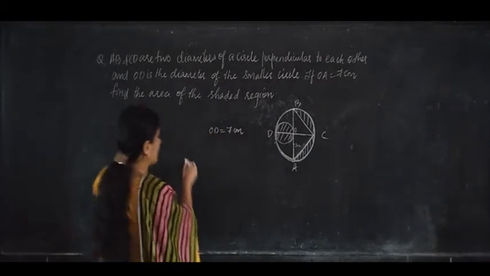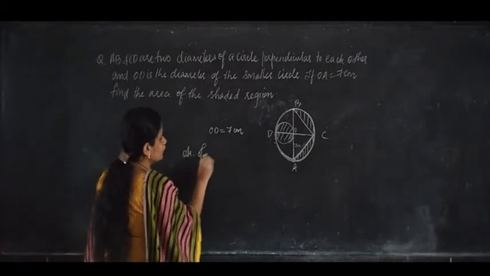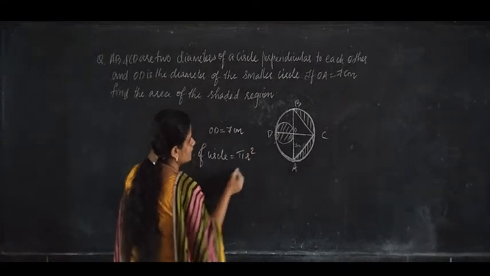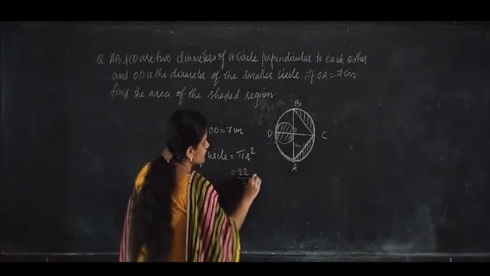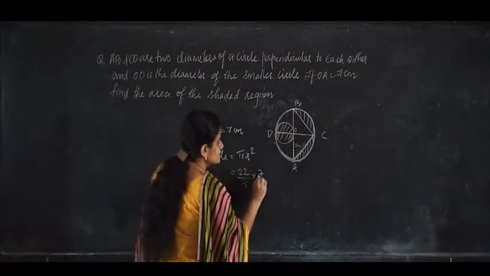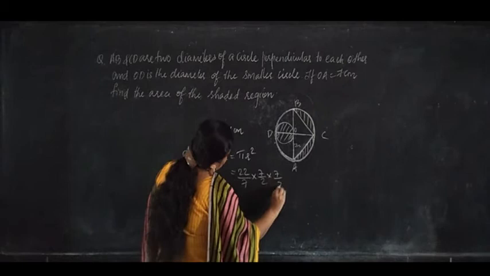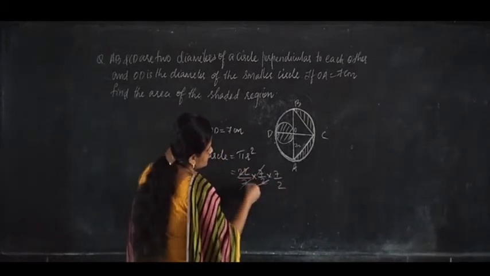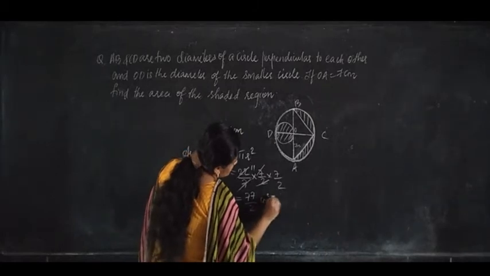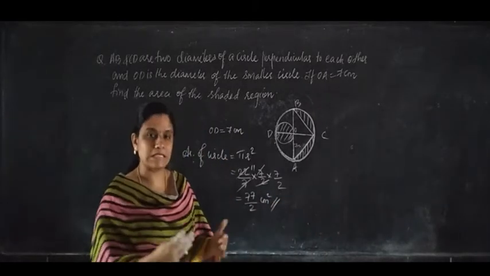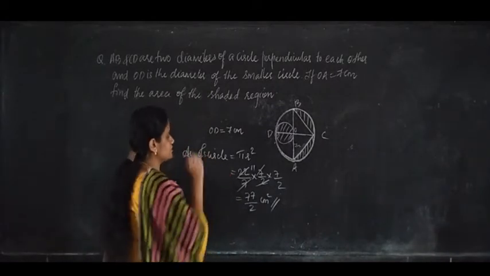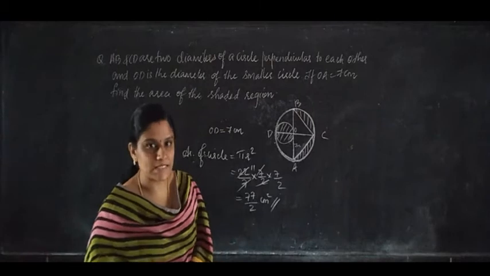Okay. So we know that area of circle is equal to pi r square, that is 22 by 7 into, here the diameter is equal to 7, therefore radius is 7 by 2 into 7 by 2. 7 and 7, 11 times, that is 77 by 2 centimeters square. We will keep it as it is, later we will do it. So we got the area of the smaller circle, which is 77 by 2 centimeters square.